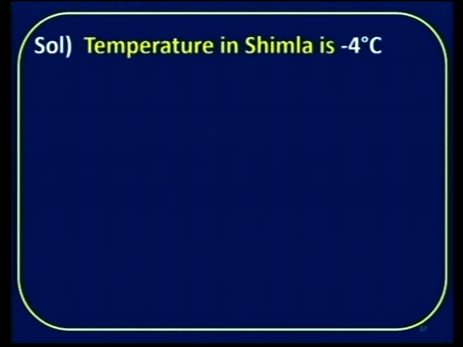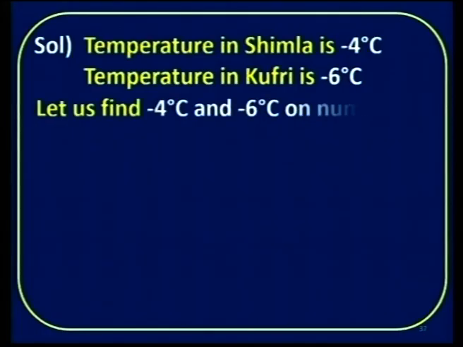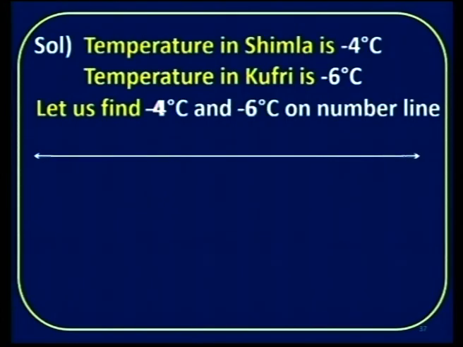What is the temperature in Shimla? Yes, it is minus 4 degrees centigrade. And what is the temperature in Kufri? Yes, it is minus 6 degrees centigrade. Now what am I doing here? Let us find minus 4 degrees centigrade and minus 6 degrees centigrade on the number line.